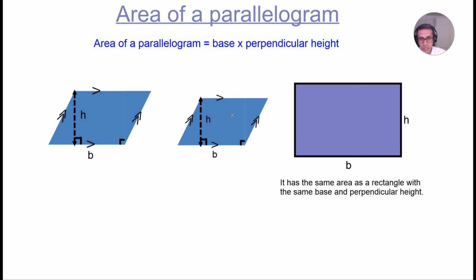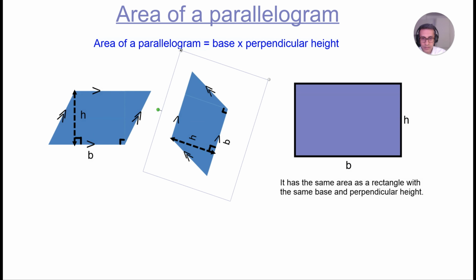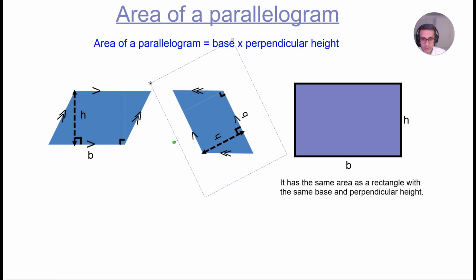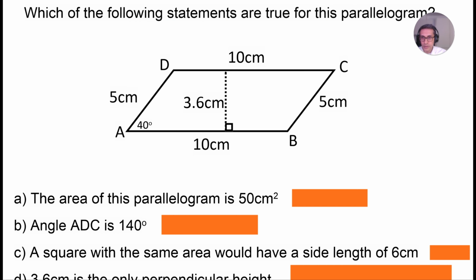So I'm just going to show you what that might look like. So the shape in the middle is a copy of this parallelogram. If I rotate it and I change the base so that this is going to be my base, the perpendicular height would be a right angle from there. Now we don't have that measurement on this diagram and it's not labeled, but we could work that out and then that would help us work out the area.